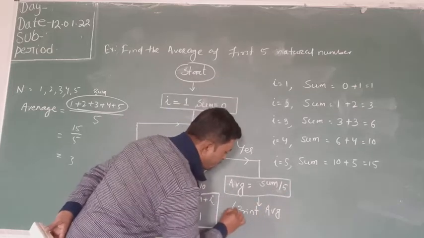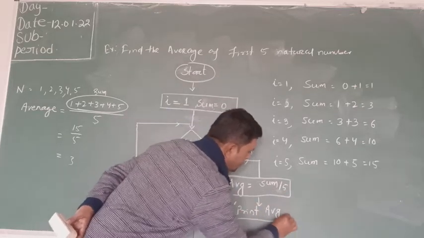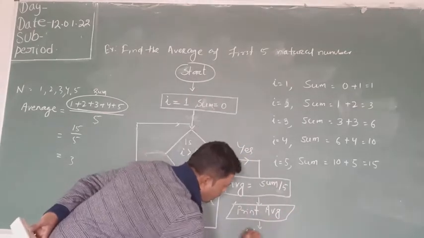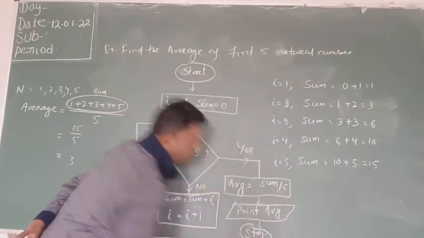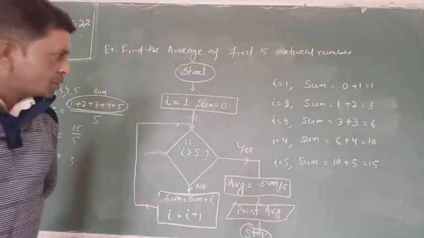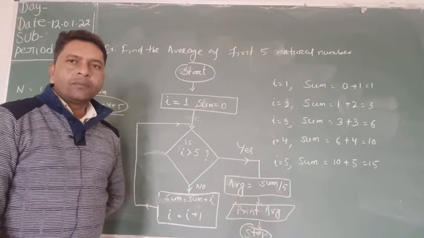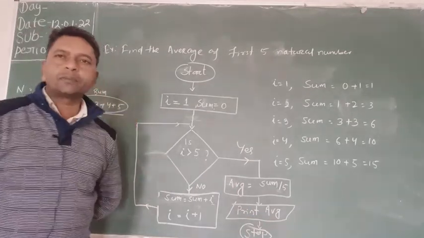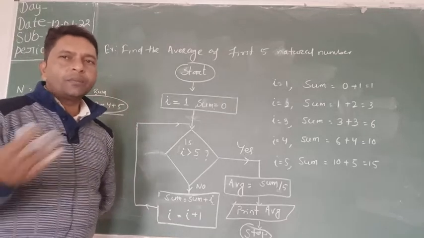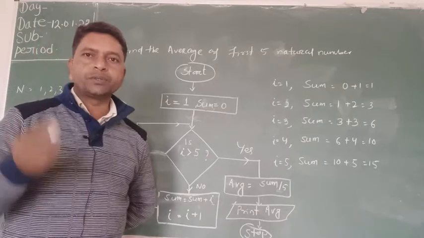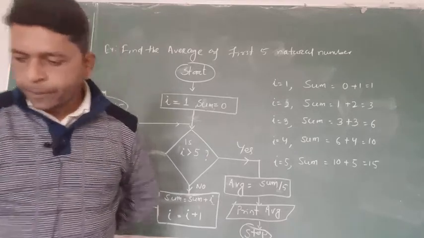For printing we are taking a parallelogram, so I am also taking the parallelogram, and after that we stop. Okay, so this is the flow chart for finding the average of the first 5 numbers, and many more flow charts we can also draw. So in the next class we are going to discuss one more flow chart. Okay, thank you.